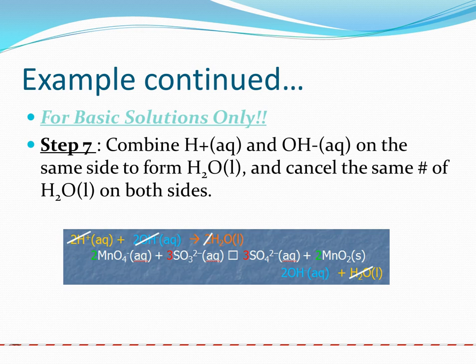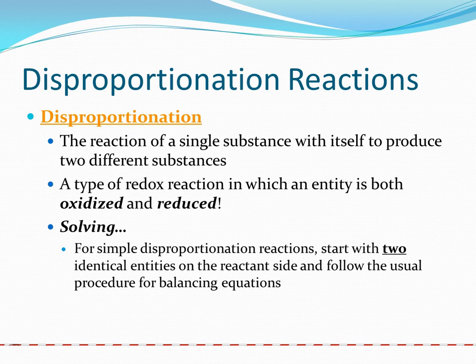In step 7, we need to combine any hydrogen ions and hydroxide ions to create water molecules. We will also need to cancel out any water molecules if they are remaining on both the reactant and product sides. Once the waters are canceled, you will have your balanced equation.